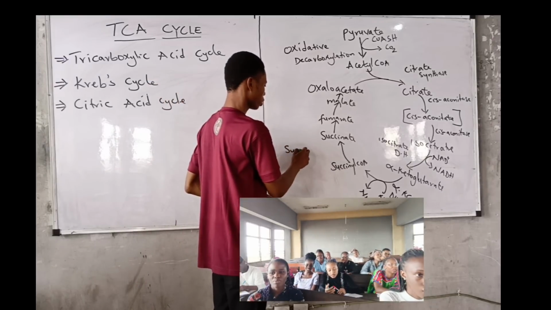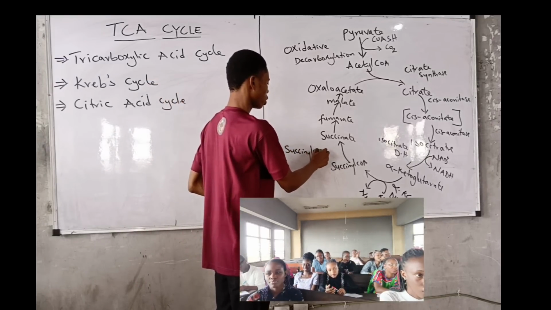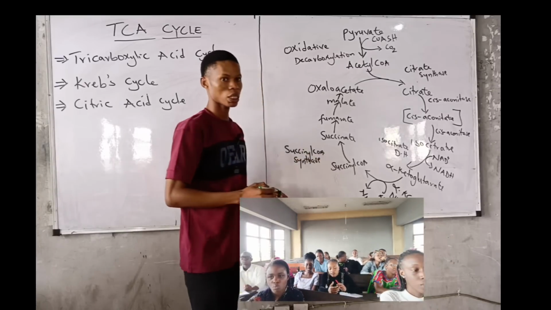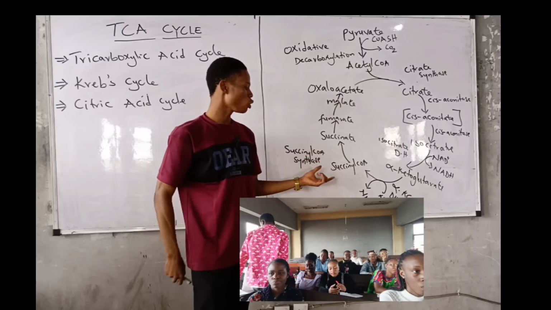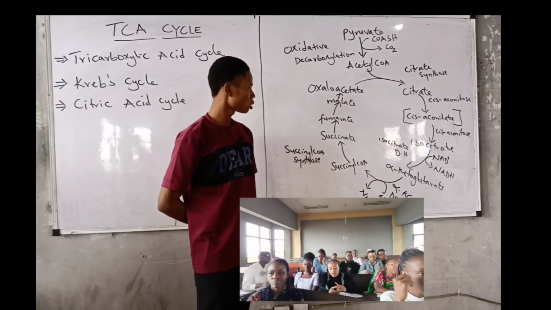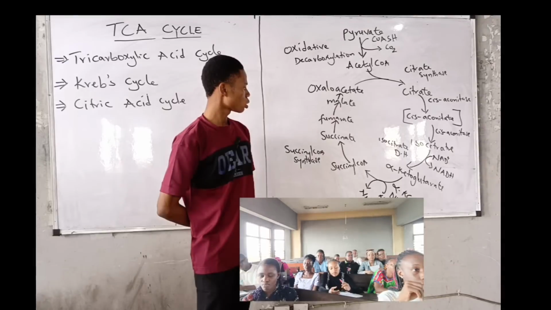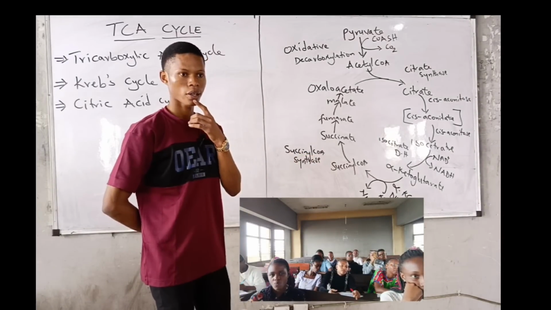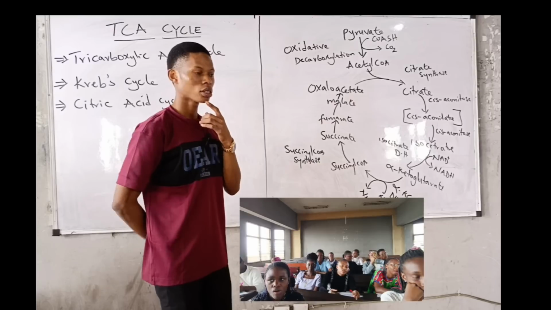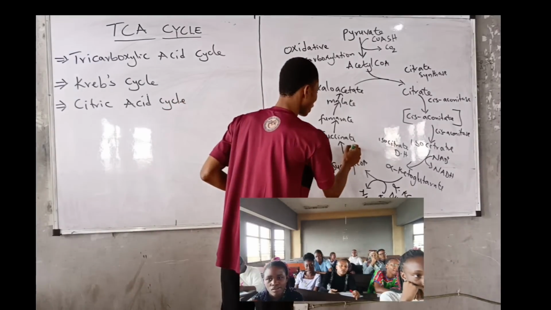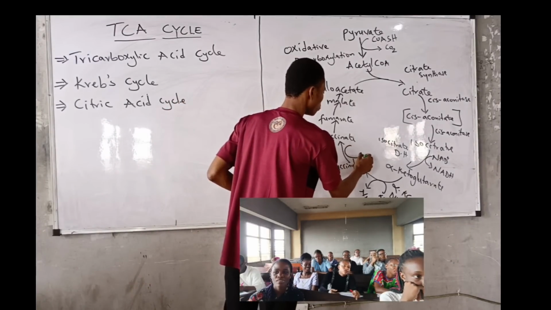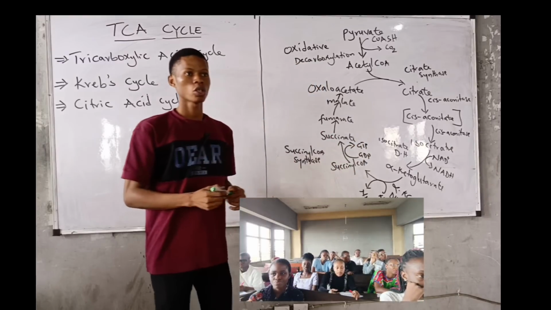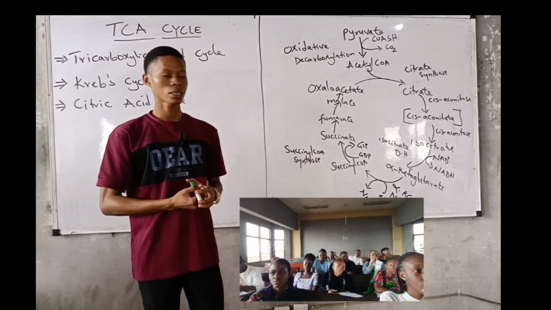Succinyl CoA synthetase. In some books you see synthase. At this point they don't bother you. Now at this point, are we using NAD plus or any of those? What is produced here? GTP is produced, right? GDP is converted to GTP. What is GTP? Guanosine triphosphate, right?